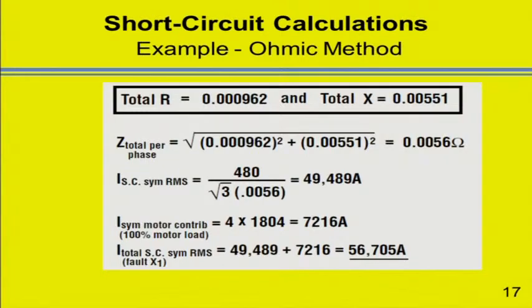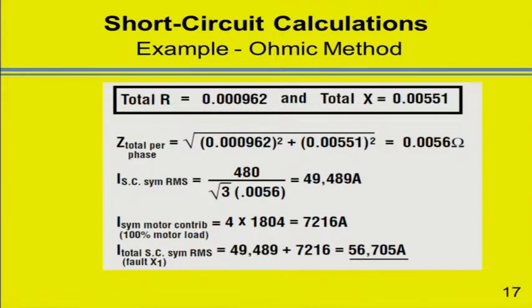Voltage divided by resistance will give us the current flow. And so when we do the calculation, we find out that you can have 49,489 amps of fault current there at that main service switch. So it's a matter of taking all of the parts of the system and doing a calculation like that for each one of these. But then we've got the contribution from the motor that has to be calculated in too.